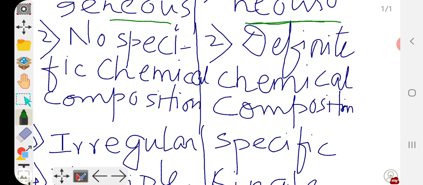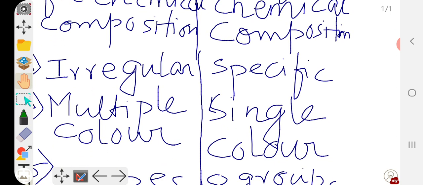Rocks are irregular in structure. They do not possess a definite shape. But minerals have a definite structure. Either they are cuboid, or hexagonal, or prismatic, or triangular in structure.